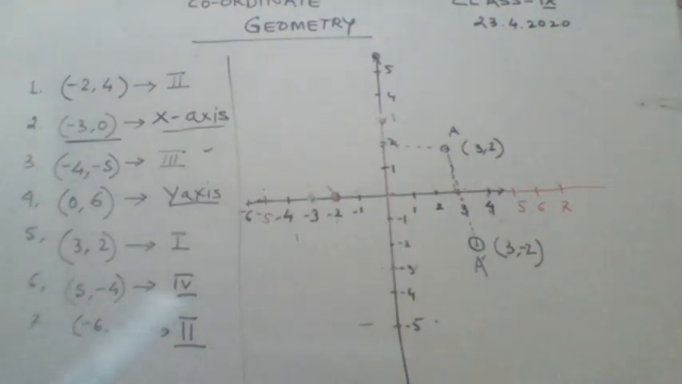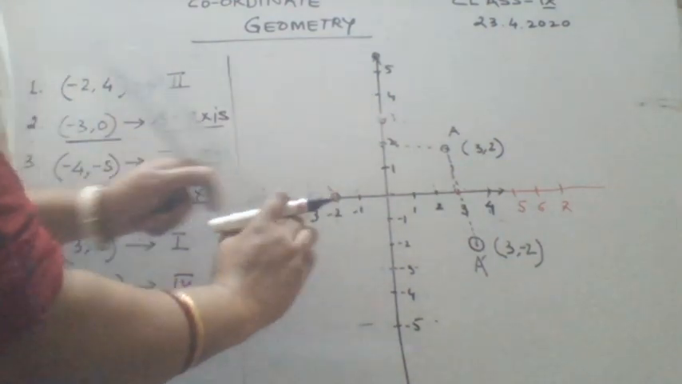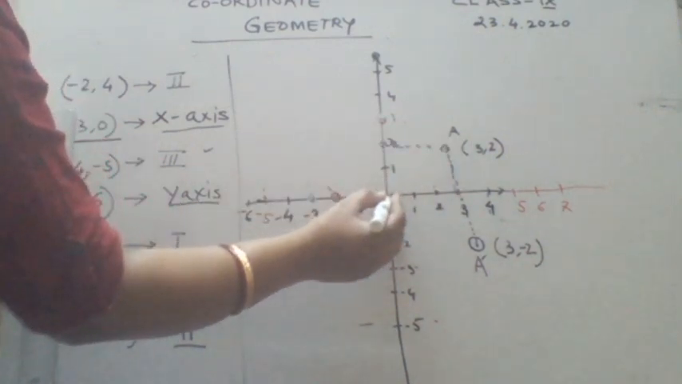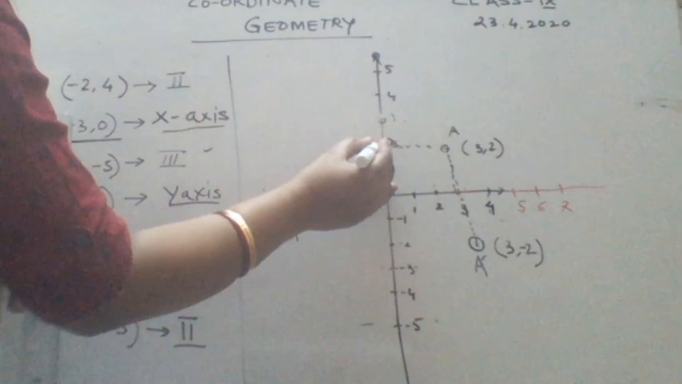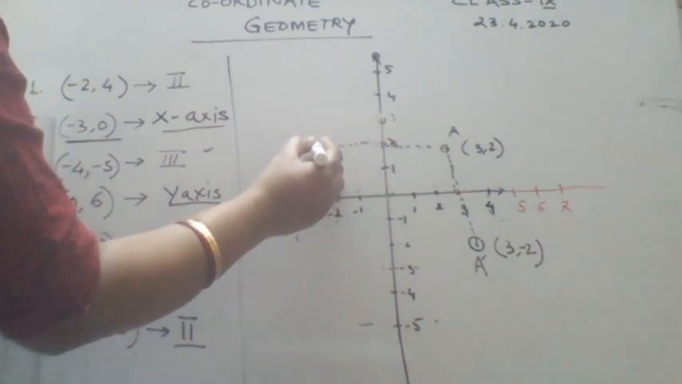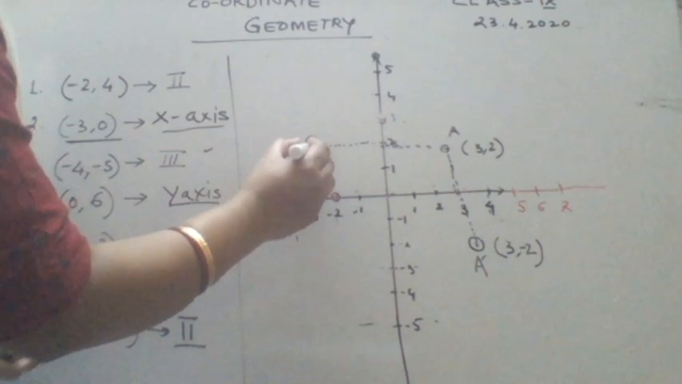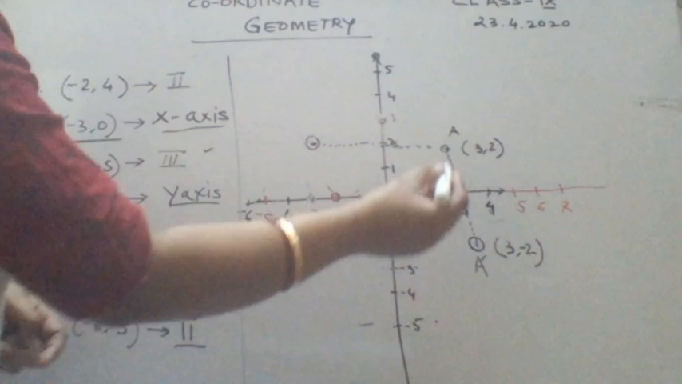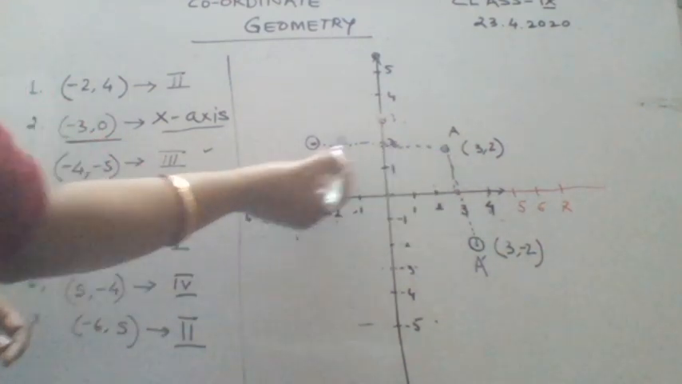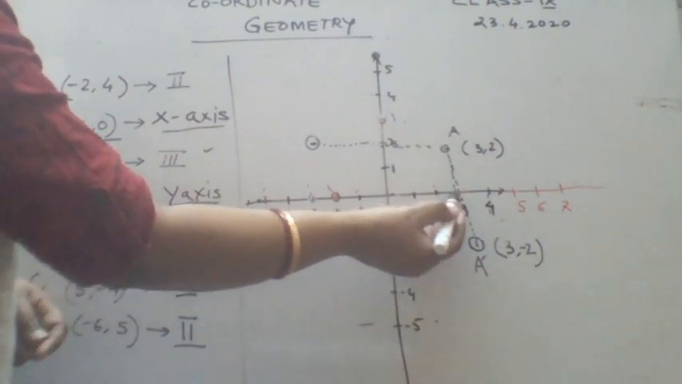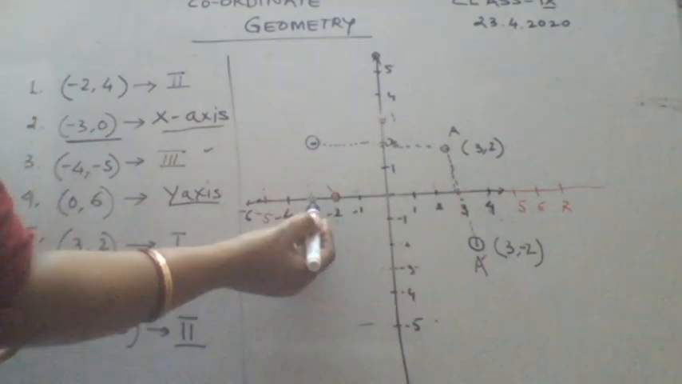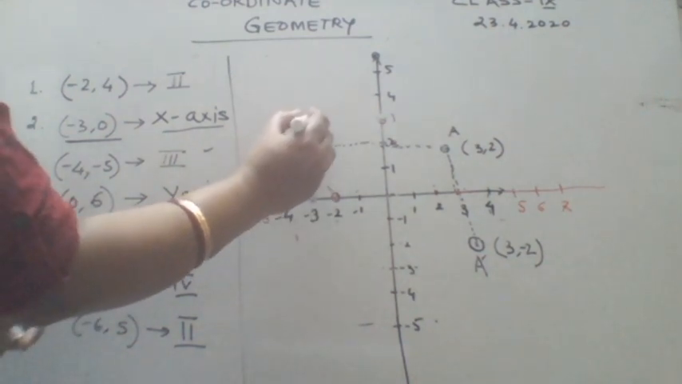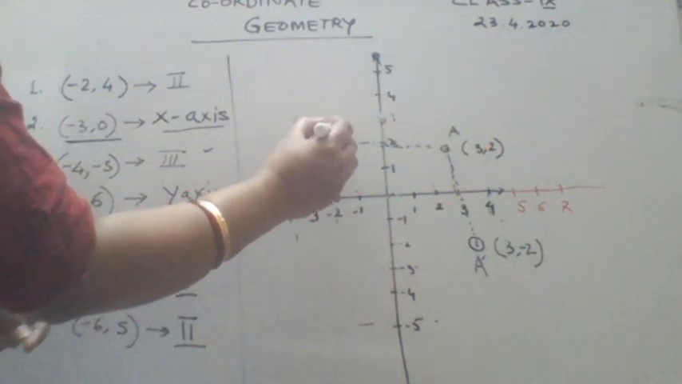Another thing, if the mirror is on the y-axis, then what will happen to the point? What is the distance of this point from y-axis? This is 3 units. So again the image will be 3 units from here. If y-axis is acting as a mirror, then the image of this point will be as far behind it. So the image will also be 3 units in the negative x-axis. So this point is going to be minus 3 comma 2.